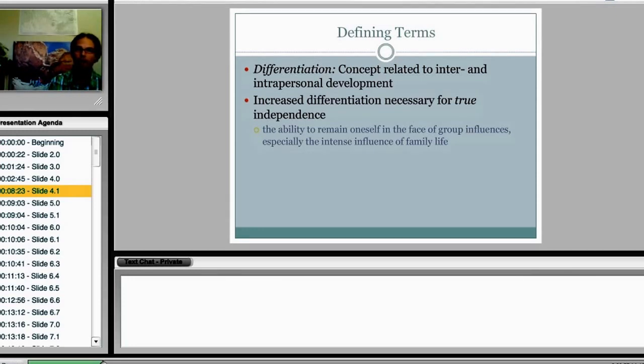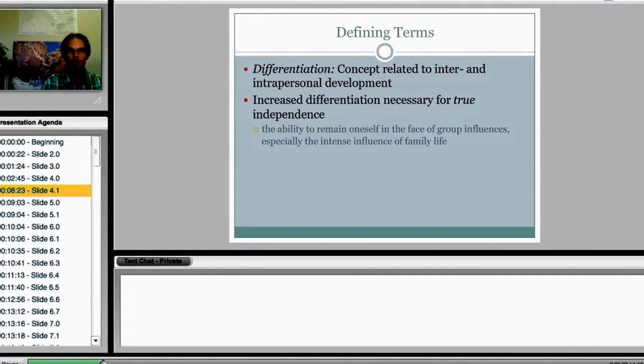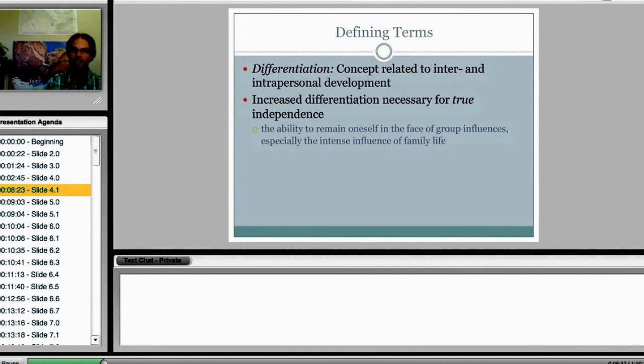So when we're talking about independence, I want us to keep in mind our definition here. Independence is going to be the ability to remain oneself in the face of group influences, especially intense emotional influences. Sometimes that can be from the family, sometimes that can be from the peer group, but really it comes down to: can one be oneself, be true to one's values in the midst of that emotional intensity? And that's what true independence is in terms of what we're discussing tonight.